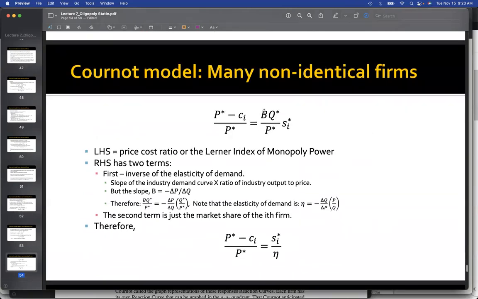This one is just the inverse of the market demand. So therefore, it becomes this one. P minus CI over P star equals SI star divided by eta, where eta is the elasticity of demand, or 1 over eta is the inverse of the elasticity of demand.